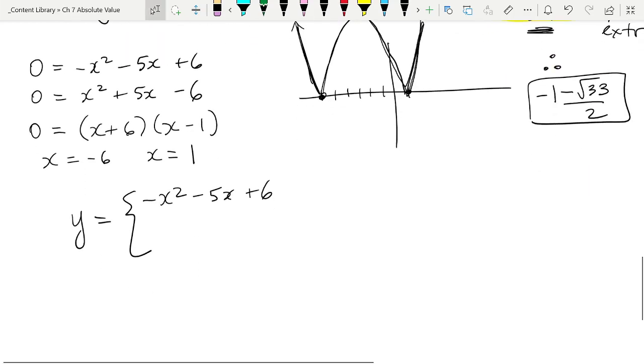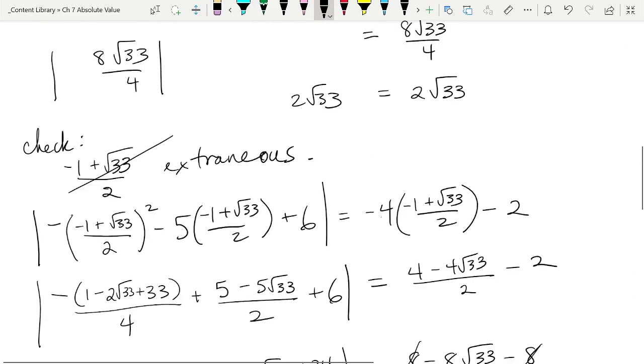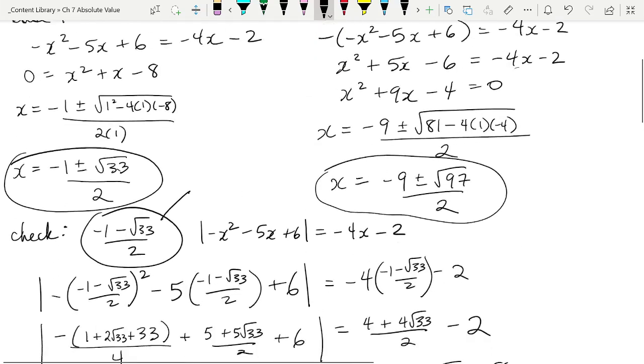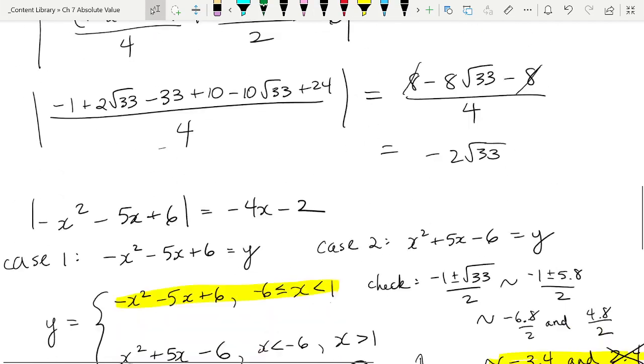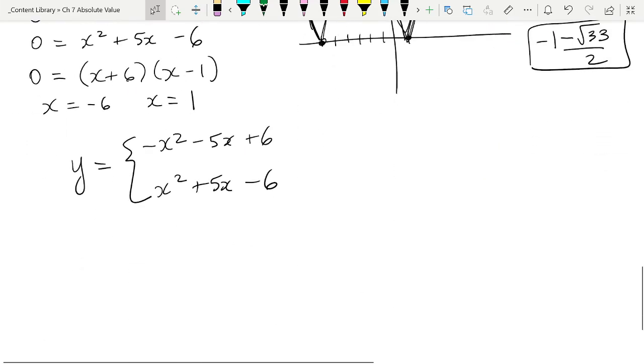Now I'm testing this case, x squared plus 5x minus 6, and I'm testing the answer. I got to go back. Where was that answer? It was involved in 97 or something, right? There it is. Negative 9 plus or minus root 97 over 2.